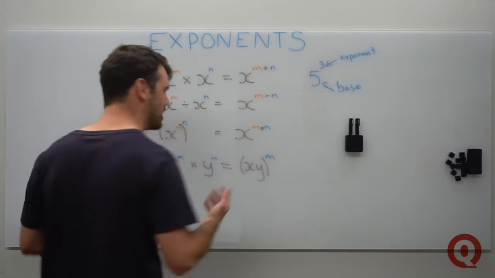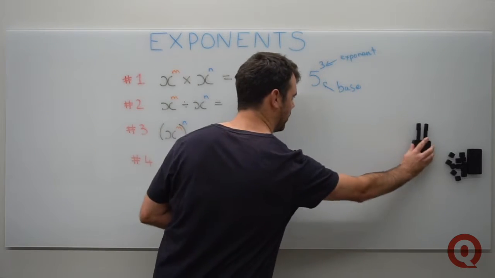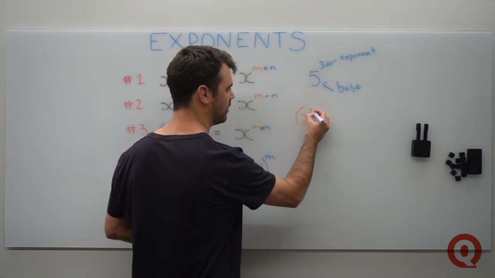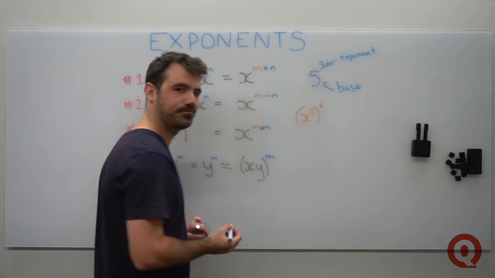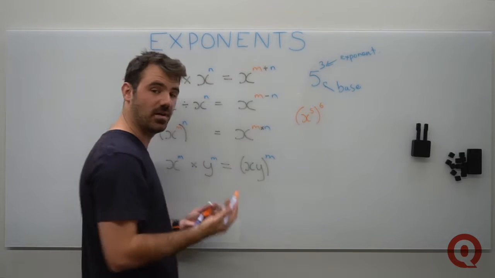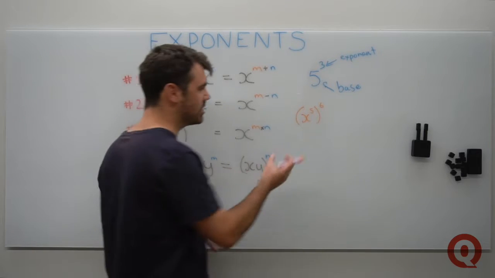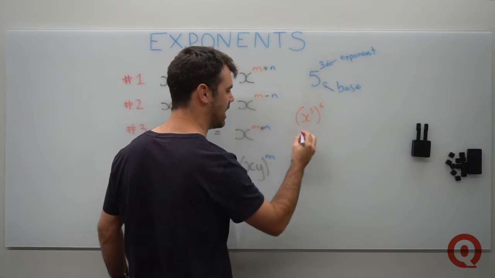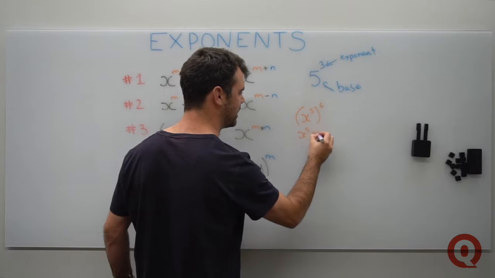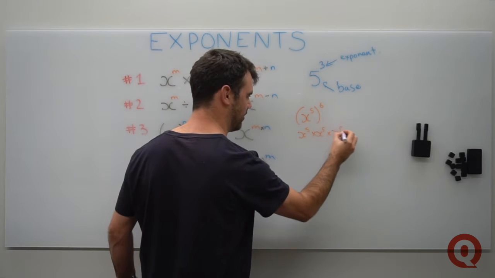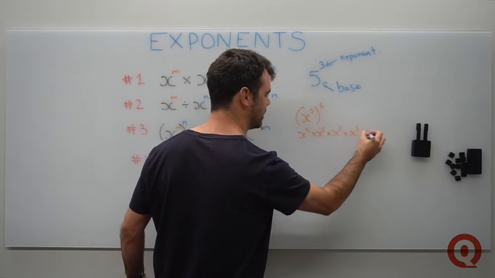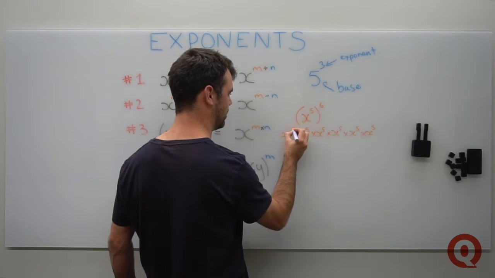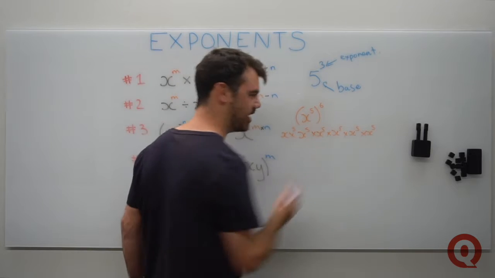Just to explain where that rule comes from: if I have x to the power of 5 raised to the power of 6, I'm telling you that all you need to do is multiply. But in effect, what does it mean? It means this bracket times itself 6 times. So if I had x to the power of 5 times x to the power of 5 times x to the power of 5 times x to the power of 5 times x to the power of 5, I'll put another one here, I'm running out of space, and I have 1, 2, 3, 4, 5, 6 of them.